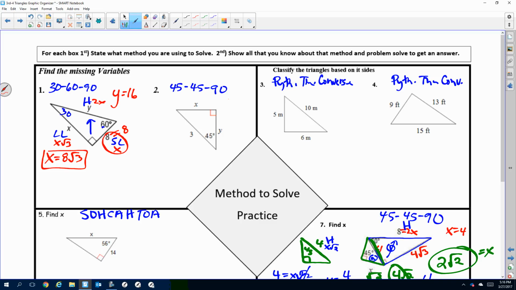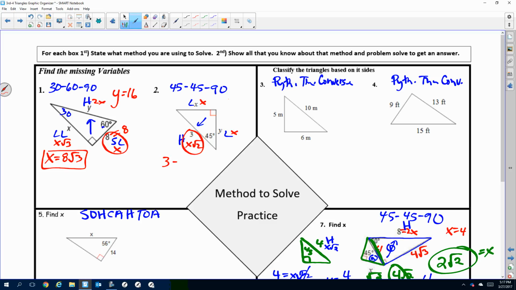On number 2, we have 45, 45, 90. So opposite the right angle is the hypotenuse, and then we should have legs and legs for x and y. Our formula is x square root of 2, and then x and x. I know we have an x there already, but this is the part I start with. Now, it's not in the form of x square root of 2. It tells me 3 is there.